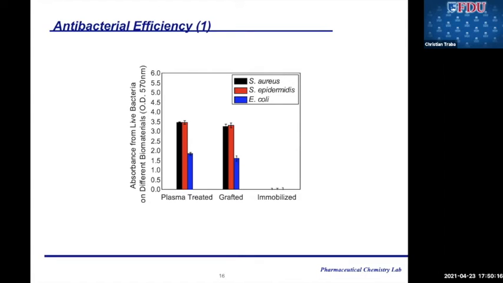The data obtained in this study suggests that our control surfaces, and what I mean by control surfaces are our plasma treated surfaces and our grafted surfaces, showed negligible amounts of antibacterial activity. On the other hand, our immobilized surfaces demonstrate significant antibacterial activity, as shown by the very low absorbance readings.